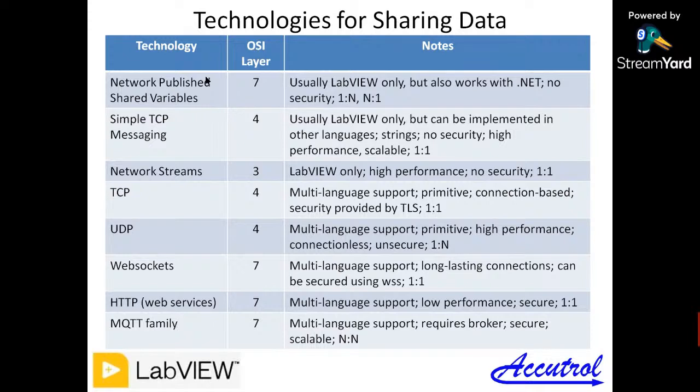Did I say anything wrong? Sorry, I have a question. What is OSI layer? Oh, I'm sorry. Okay. So good. Yeah, thank you. Thank you.